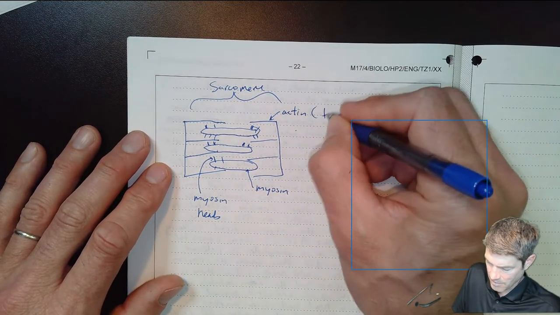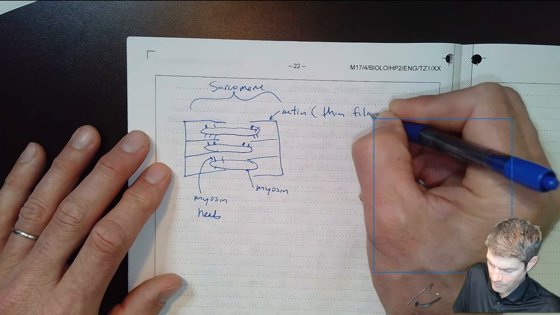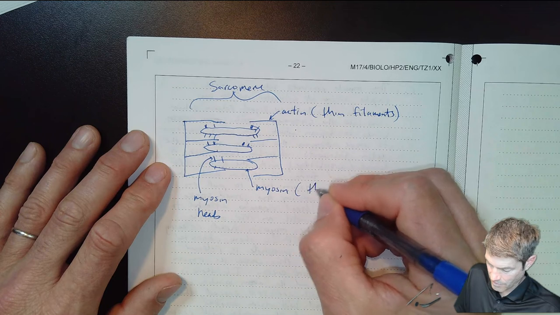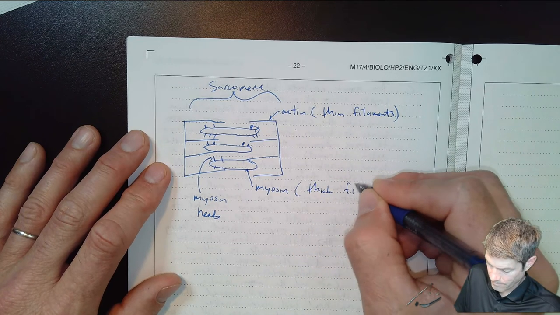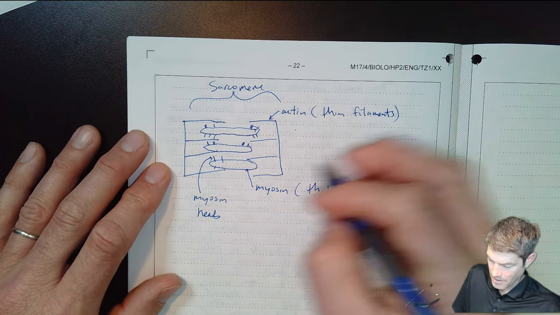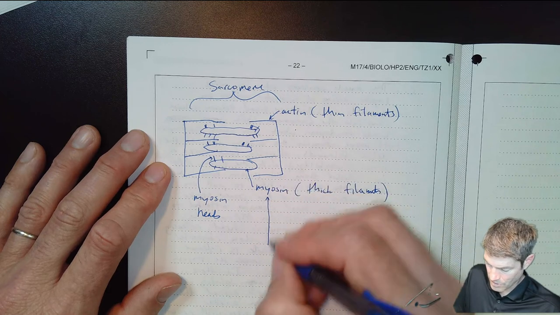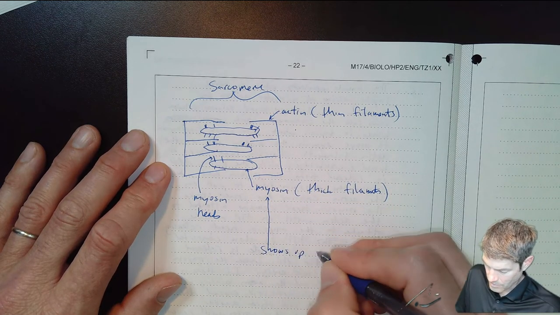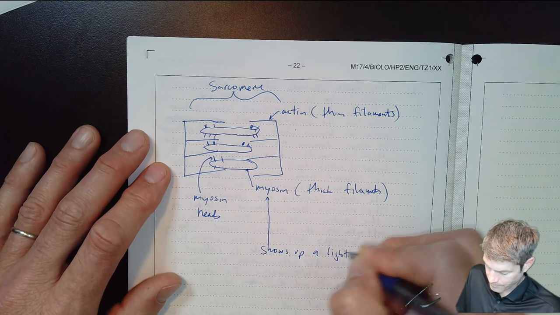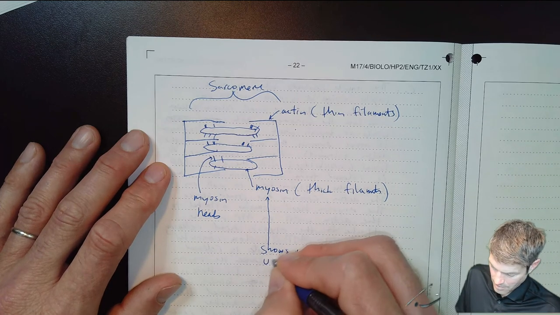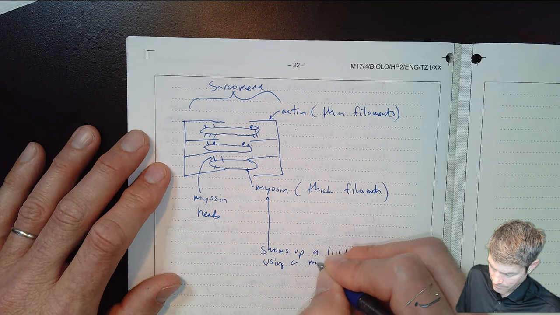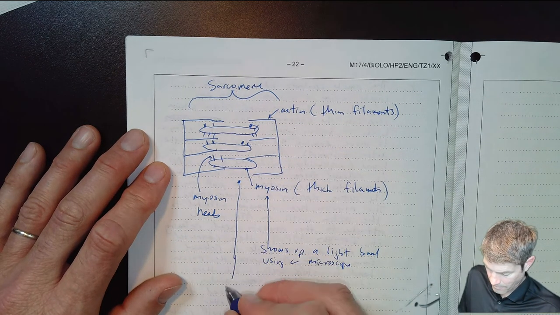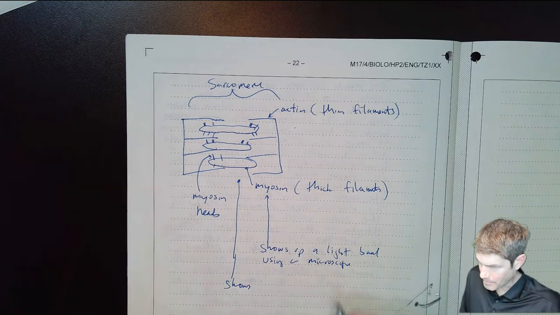These actin, thin filaments, you can get points for this. Myosin is the thick filaments. Maybe you'll even say this area shows up light on an electron micrograph. Shows up as a light band using a microscope, say. And this shows up as a dark band. So I'm getting information down.